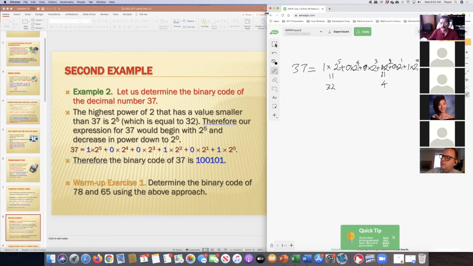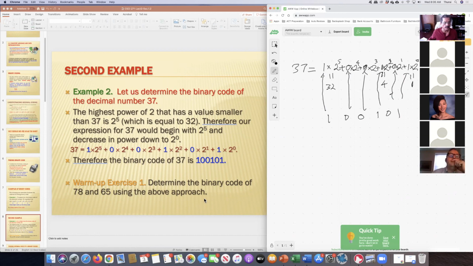So 32 plus 4 plus this 1 equals 37. So therefore, these digits that are in front of powers of 2 will make up the code. So that'll be 1, 0, 0, 1, 0, 1. That is our binary code for 37.